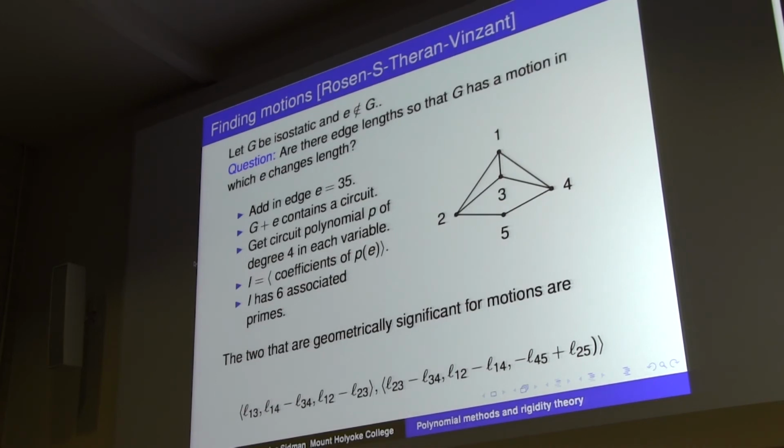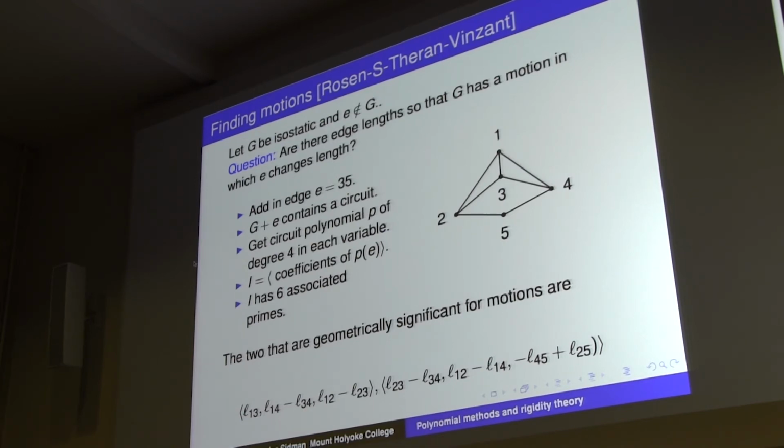Okay, so this is the other idea we had. Suppose you have an isostatic graph, a minimally infinitesimally rigid graph, and you say, I want to see if I can find edge lengths L_ij so this thing actually has a motion. Well, here's what I can do. Take some edge, E, that's not in your graph, and ask the question, are there edge lengths so that the framework G has a motion in which my edge E changes length? Okay? So you can add it in, and then the resulting graph contains a circuit.